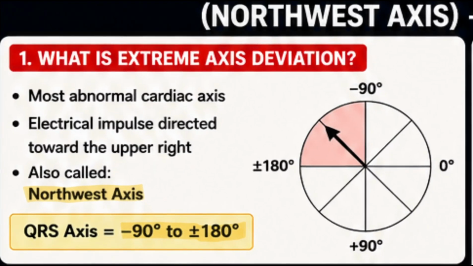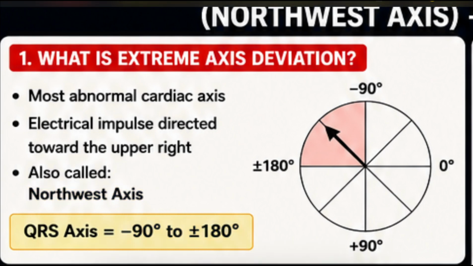So what is extreme axis deviation? Normally the electrical impulse travels downward toward the left ventricle. Sometimes the impulse travels in an abnormal direction toward the upper right side of the heart. This is called northwest axis deviation, also known as extreme axis deviation. In extreme axis deviation, the QRS axis will be from minus 90 degrees to plus or negative 180 degrees. So remember the axis normal ranges we have learned so far.